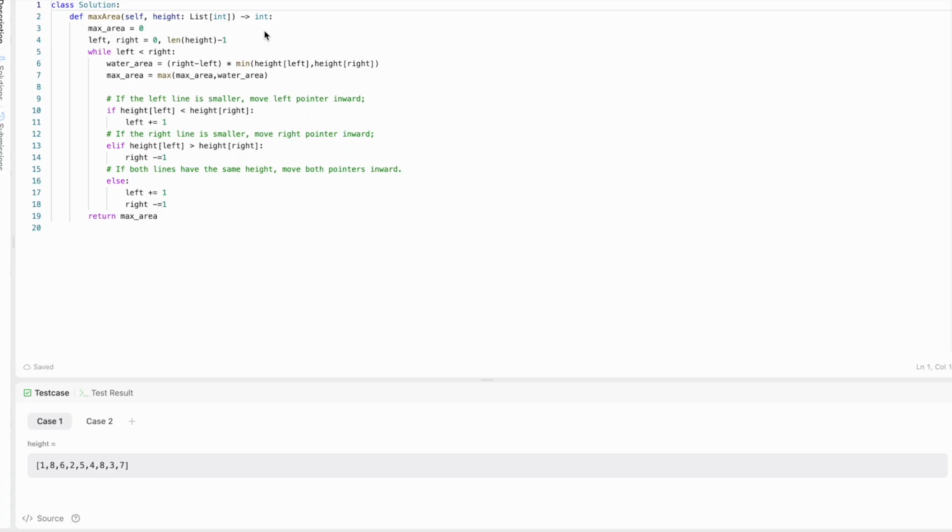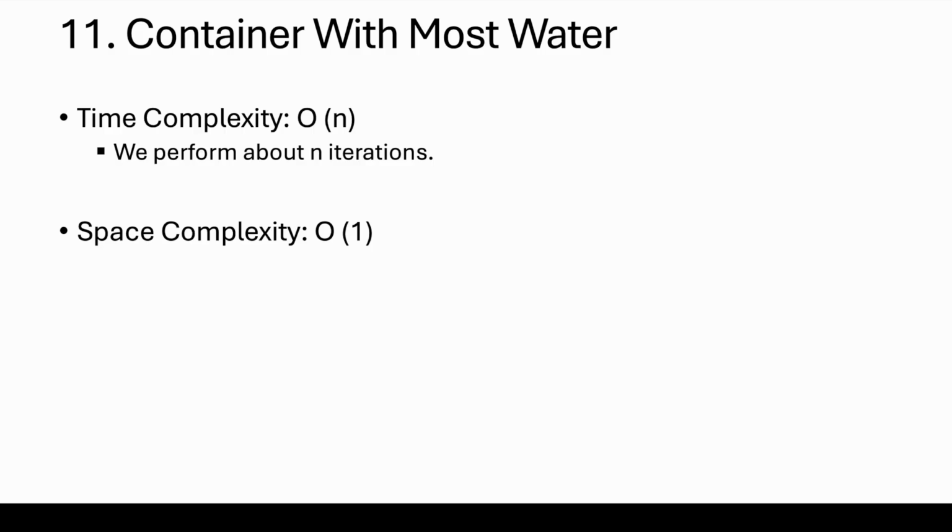Now let's look at the code. We initialize max area as 0, and the left and right pointers at index 0 and index length of height minus 1. While the left pointer has not met the right pointer, water area equals right minus left times whichever height is shorter, and max area is whichever area is bigger. If the left line is smaller, we move the left pointer inward. If the right line is smaller, we move the right pointer inward. If both lines have equal height, we move both pointers inward. And then eventually we return max area. Time complexity is O of n, space complexity is O of 1.